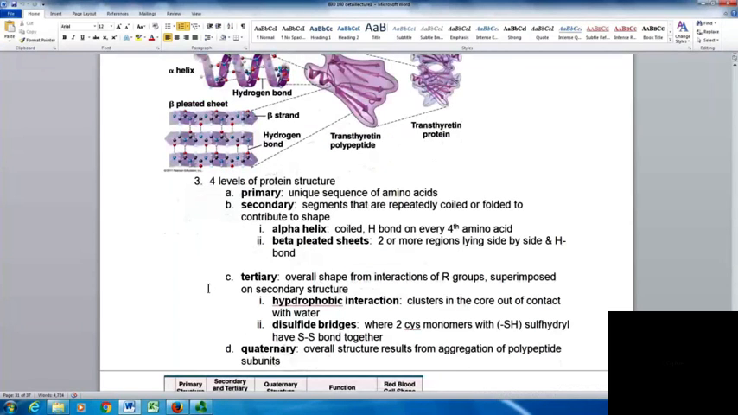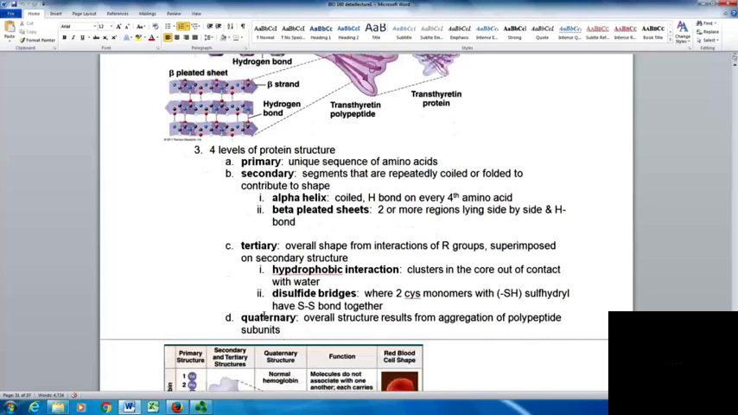So your tertiary structure, this is like adding another fold on there. So if your alpha and beta-pleated sheets, these would be taking your primary sequence and folding it. The tertiary would be folding it again. So the overall shape is going to come from the interactions of the R groups, and it's going to be superimposed on the secondary structure. So you would take that secondary structure and just fold it some more.